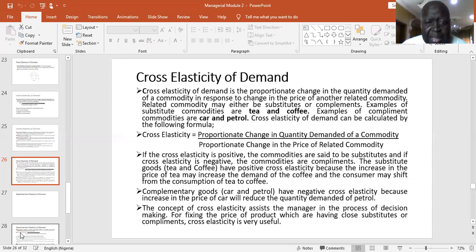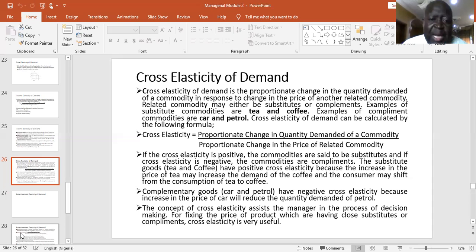Cross elasticity can be calculated by the following formula: proportional change in quantity demanded by a commodity over proportional change in the price of a related commodity. So you relate the change in price of a commodity to the quantity demanded of another commodity. Now, this will be either their complement or their substitute. We'll look at each one of them.